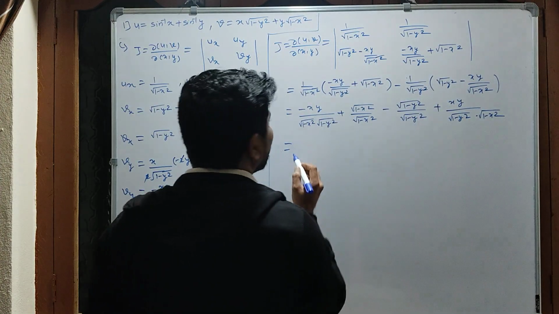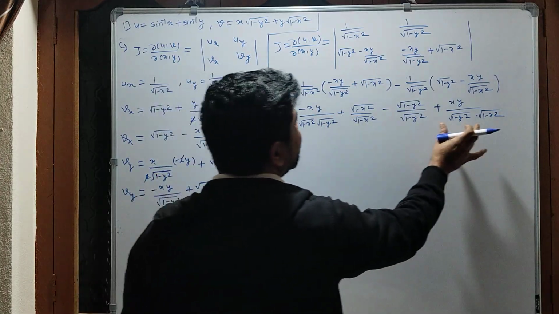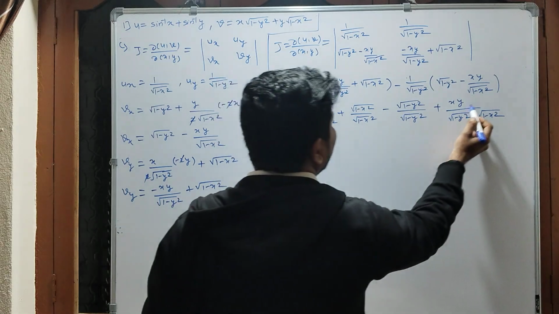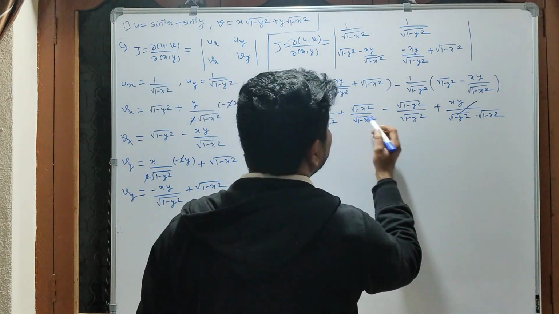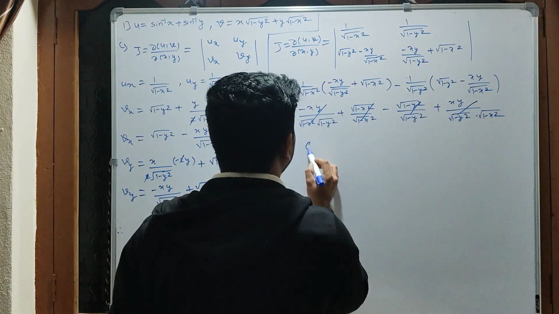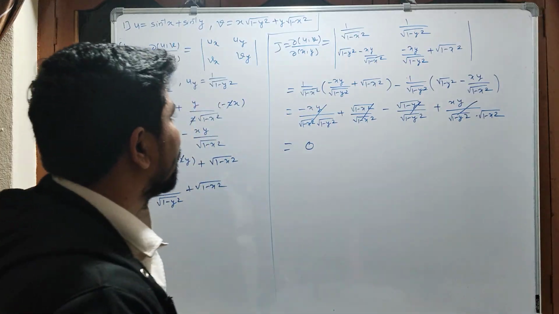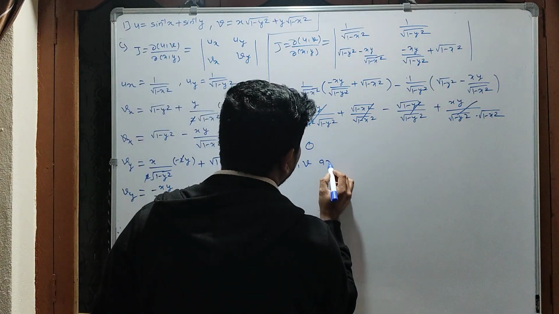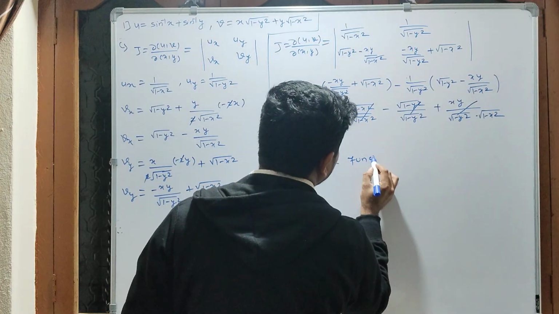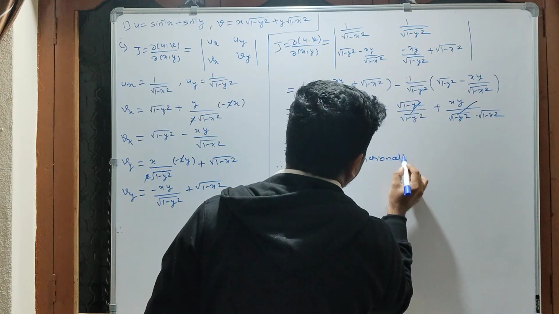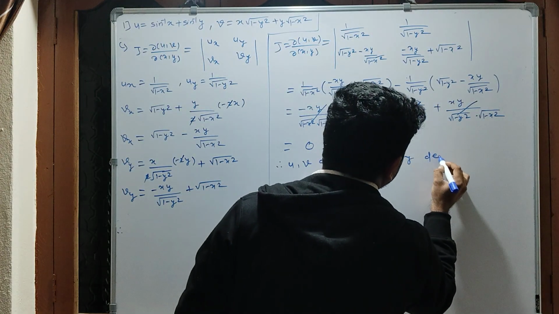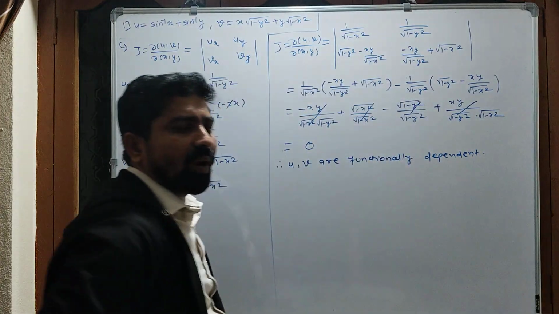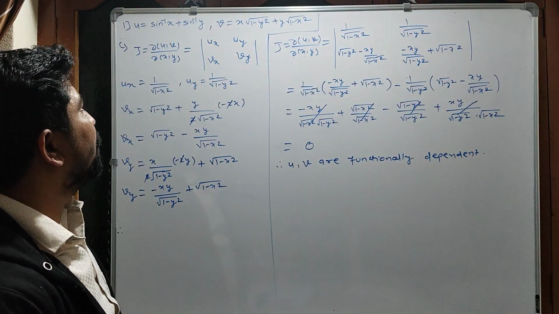Just observe one thing. Here this is a positive quantity, this is a negative quantity, so they cancel. Here this is a positive quantity and this is a negative quantity, cancel. This is equal to 0. Therefore the Jacobian is 0. Therefore u, v are functionally dependent. Now we have to find the relation between u and v.